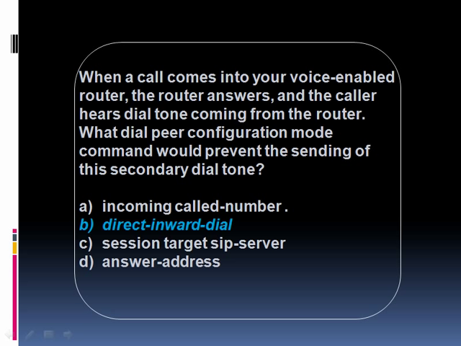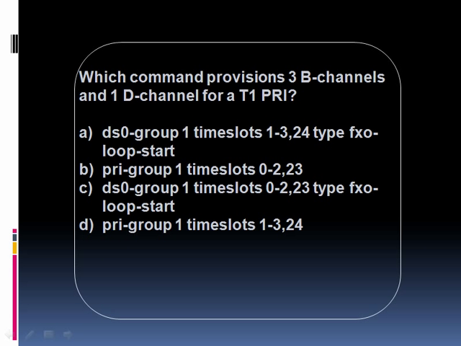Let's take a look at the next question. Which command provisions 3B channels and 1D channel for a T1 PRI? By the way, this might be a fairly common configuration in a home lab environment. I know when I built my voice CCIE study rack, I didn't buy enough DSPs to accommodate full T1 circuits everywhere. So what I did, I would use maybe the first 3 channels on a digital circuit. Which command is going to do this for us?